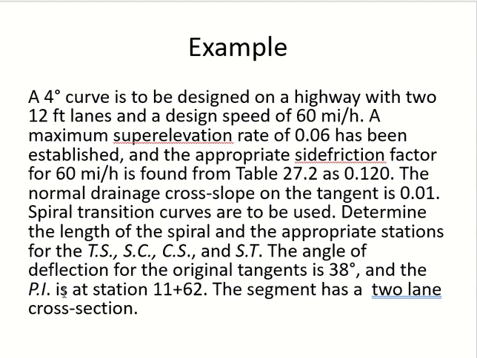First of all, find out the length of the curve. Secondly, the length of the spiral curve. And then find out the stationings of its start and end points. Okay, the 4 points are the start and ends of the spiral curve. Okay, so we start with the length.